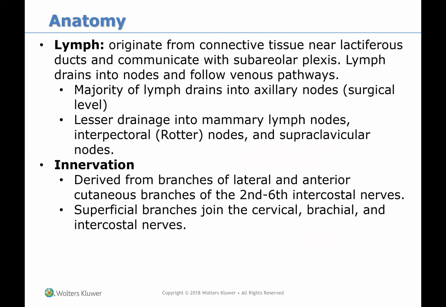There's also a lot of lymph around the breast, and it originates from the connective tissue near the lactiferous ducts and communicates with the subareolar plexus. The lymph drains into nodes and follows venous pathways. If there is cancer, they always like to look at the nodes because it's easy for the cancer to spread into the lymph. The majority of the lymph drains into the axillary nodes, and the lesser drainage into the mammary lymph nodes, the interpectoral nodes, and the supraclavicular nodes.